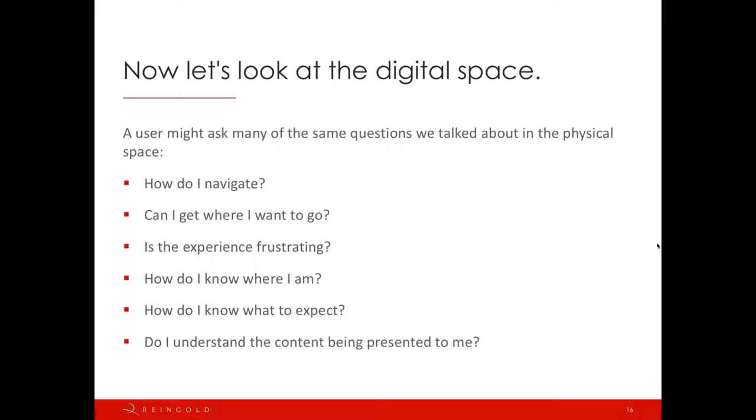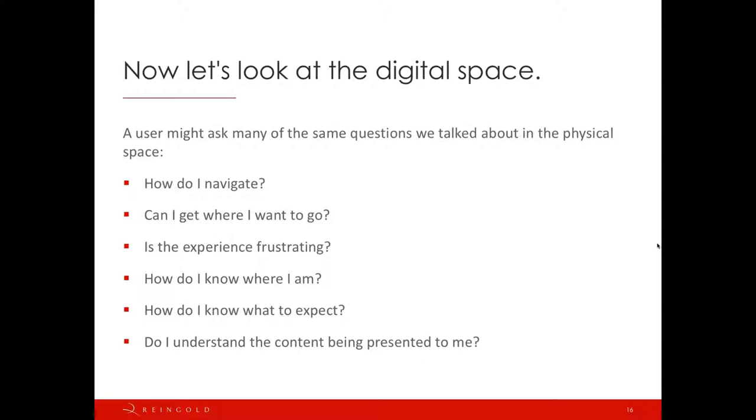So we can think about accessibility in the digital space similarly to how we think about it in the physical space. We'll need to address a similar set of questions or needs that our users might have as they're visiting our website. So, for example, how will they navigate on our site? Can they get to where they want to go? Do they understand the content being presented? Overall, what do we need to do to allow people to participate? So let's start with that navigation question.